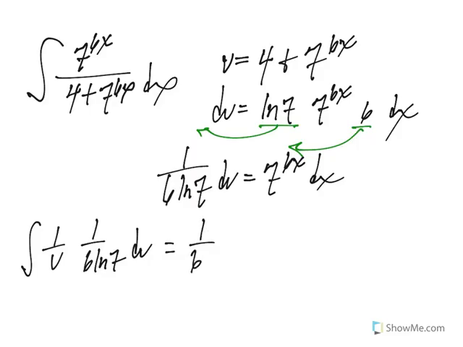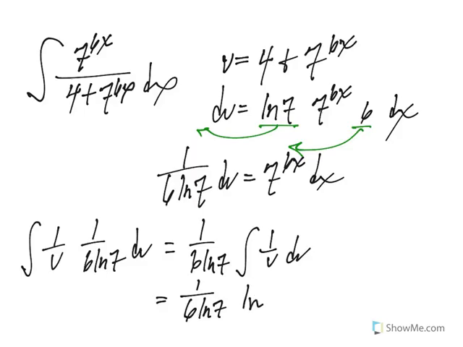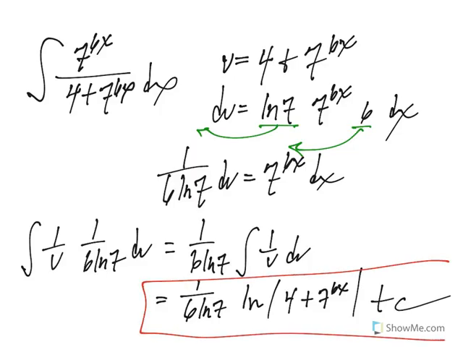The 1 over 6 ln 7 can come out to the front because it is a constant multiple. That's 1 over u du. And again, we have a formula for 1 over u du. This turns out to be 1 over 6 ln 7. That's the constant out front. 1 over u is the natural log of the absolute value of u, which is 4 plus 7 to the 6x, plus c. And that then is my final answer.